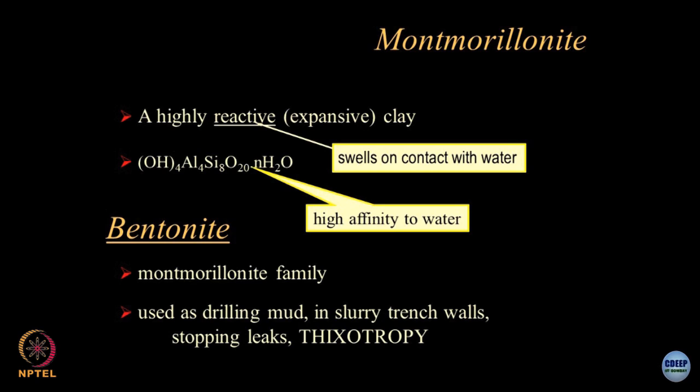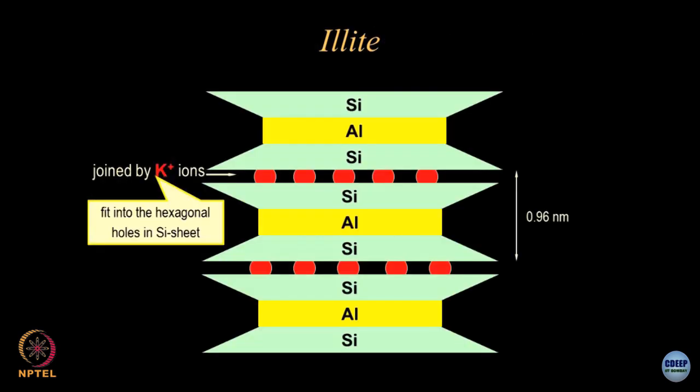It is used in drilling, slurry trench design, leakages. Most of the putties which you use, you know, different types of putties which are used for sealing the cracks are made up of bentonite. And this shows a thixotropic effect. And if you remember, this is the material which is normally used in the nuclear industry for the disposal of the nuclear waste. Then comes the illite.